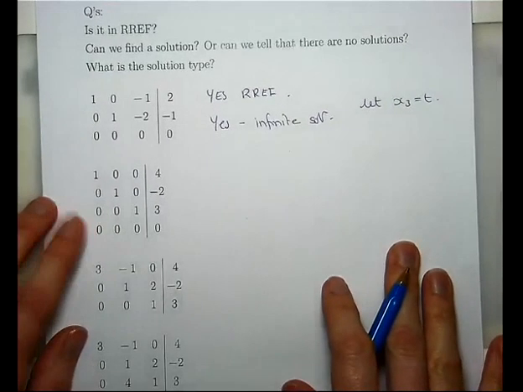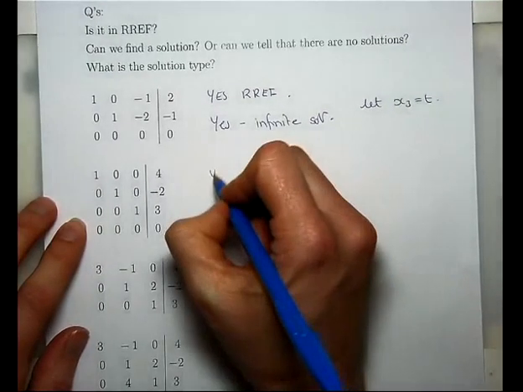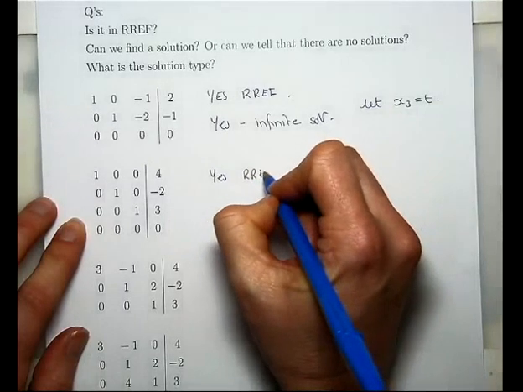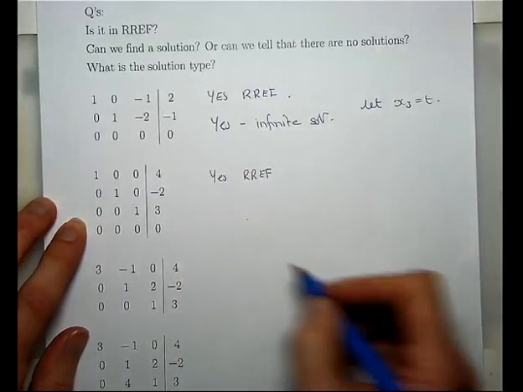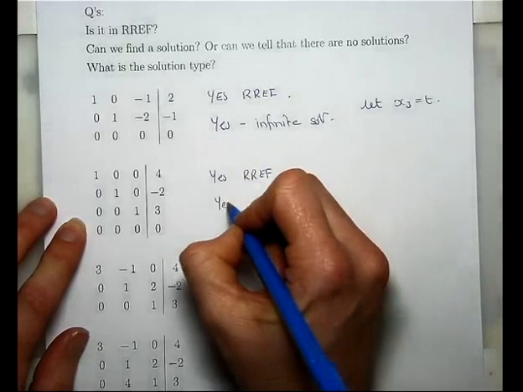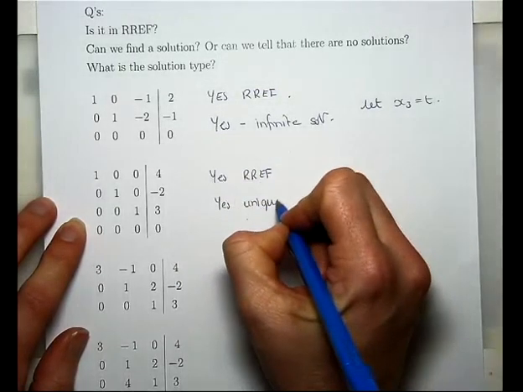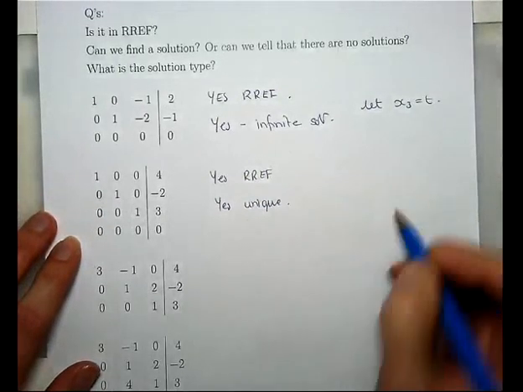Okay, what about this one? Is this in reduced row echelon form? Yes. Is there a solution? Yes. What kind? Just one, that's right, unique.